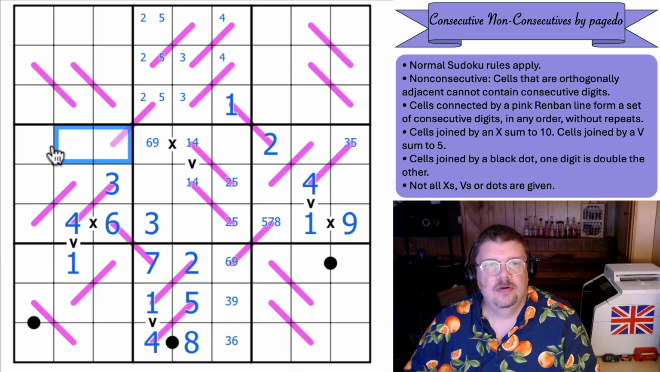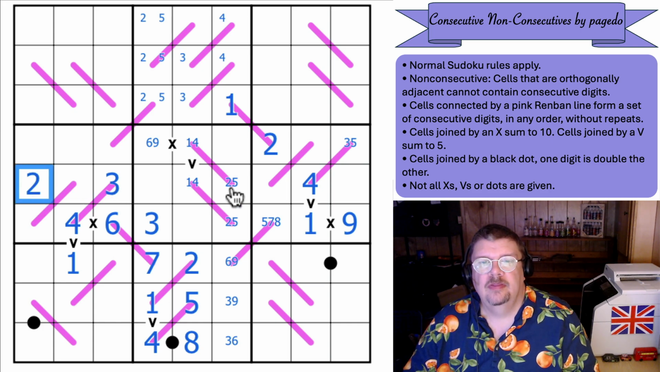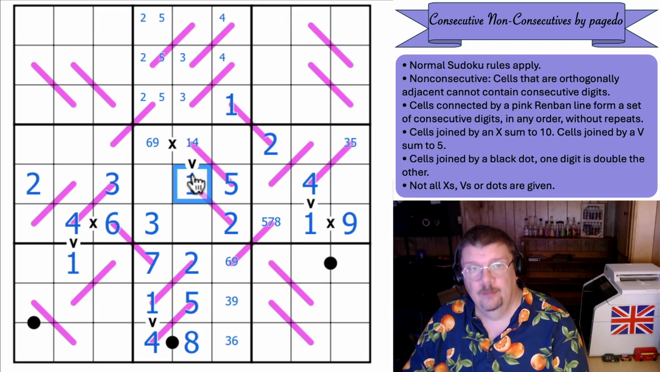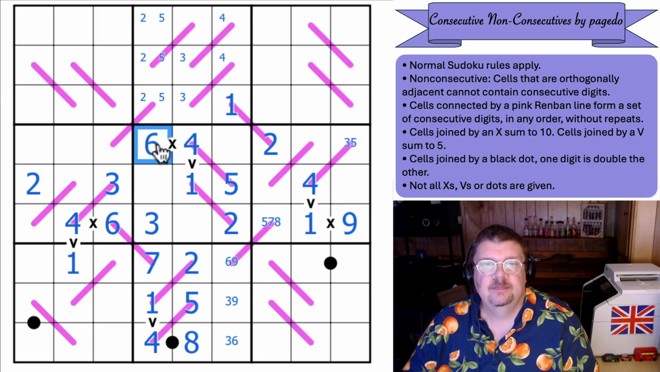Let me see. 2 can't go in those by Sudoku. 2 can't go here because that would have to be a 1 or a 3, which it can't be. So that means that that's a 2. That makes this 5 and this 2, which gives me my 1 and my 4 here. That makes that 6.